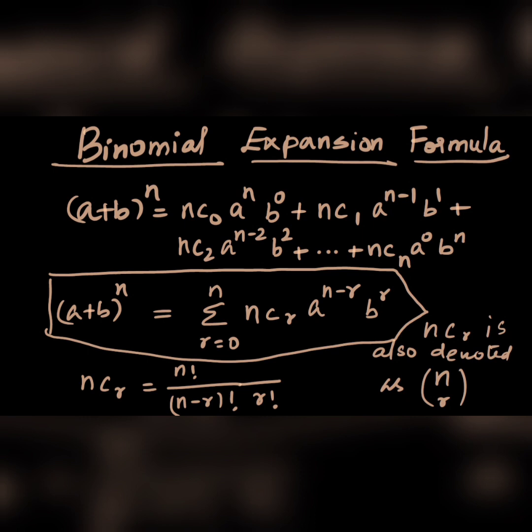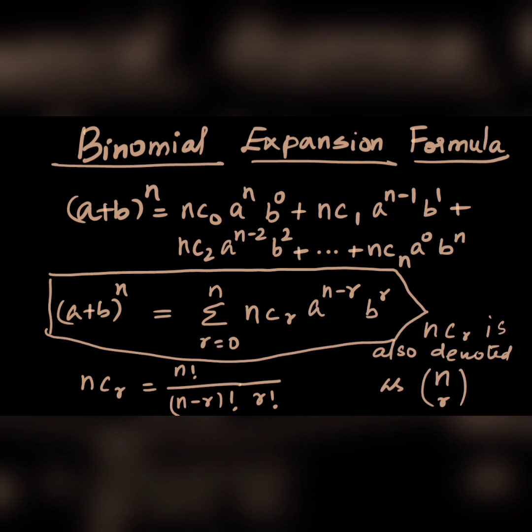The expansion has the terms nC0 a^n b^0 plus etc. plus nCn a^0 b^n. It can be written in summation format as sigma r equals 0 to n, nCr a^(n minus r) b^r. Here nCr means combinations, selection of r items from n items, and the formula is n factorial by (n minus r) factorial into r factorial, and the equivalent notation is also given on the right side of the screen.